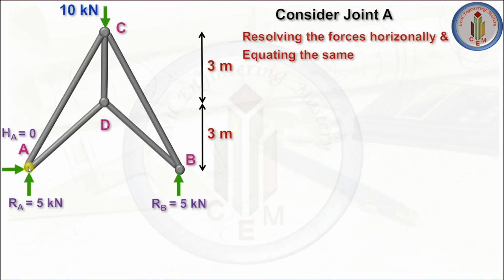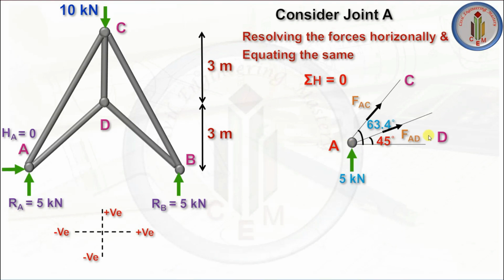Next, let's consider joint A, resolving the forces horizontally and vertically. Here also we have equilibrium equations: summation of Fx equal to 0, summation of Fy equal to 0 and summation of moment equal to 0. There will not be any bending moment here, so we don't need to consider it. We only resolve the horizontal forces and vertical forces. Sign convention is very important here: upward is positive and right side is positive, while left side is negative and downward is negative. We have to keep this sign convention in mind while calculating the unknown forces.